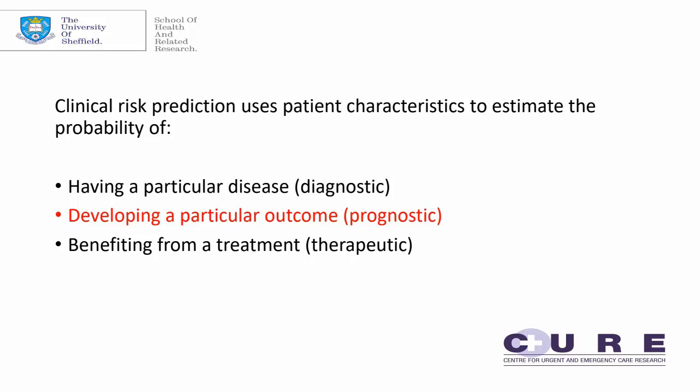With developing a particular outcome, we're looking at predicting whether they will have an adverse event of some kind in the future. Most commonly mortality, whether they are at risk of death, or other events which may be related to mortality, such as having a heart attack or a stroke or developing a cancer. The most complex one is when we try and predict whether they're benefiting from a treatment, and that's really quite complex, usually done alongside randomized trials. As I say, the particular area that I've done most of my work in is predicting the probability of developing a particular outcome. So we're looking at prognostic models.